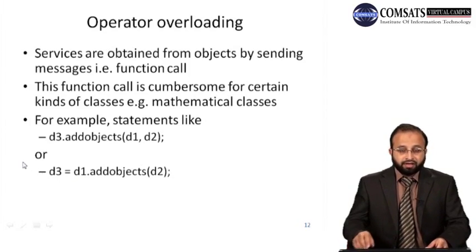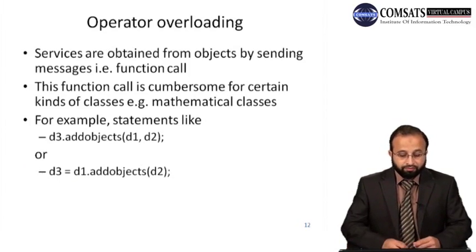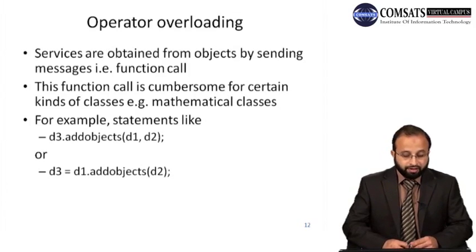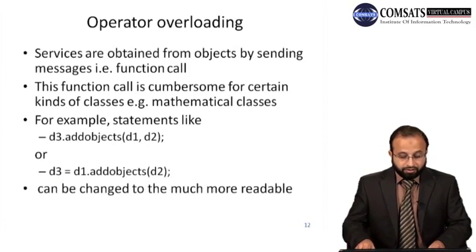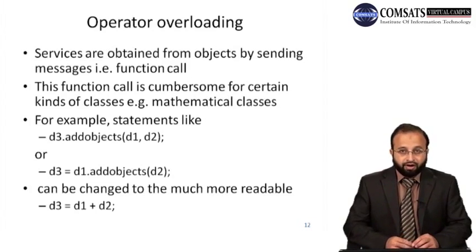So this is annoying, always calling the function with the objects, and it is difficult to remember whether we have an add object function whose prototype is like this, passing only two parameters, or whose prototype is like this, where a function returns a value, right? Instead of this, it can be changed to something more readable and more conveniently understandable, and that is this one. What if we write d3 = d1 + d2?